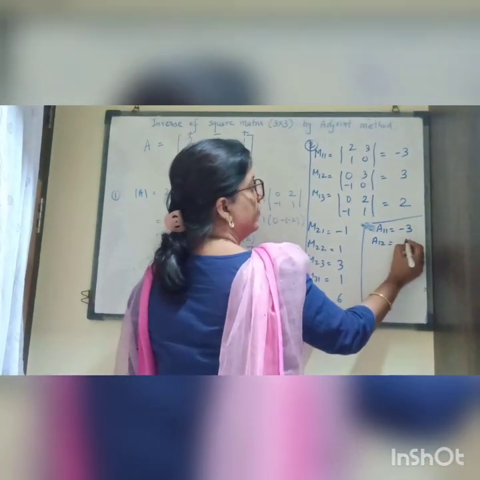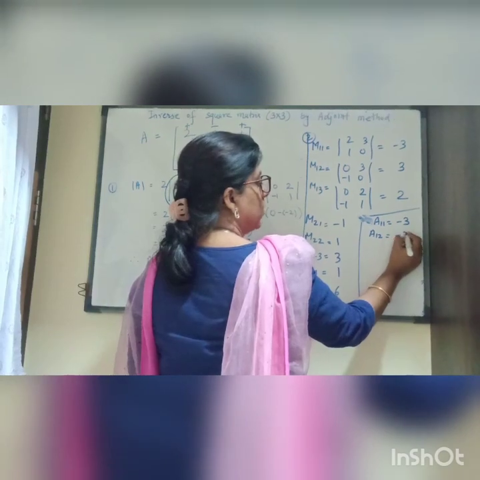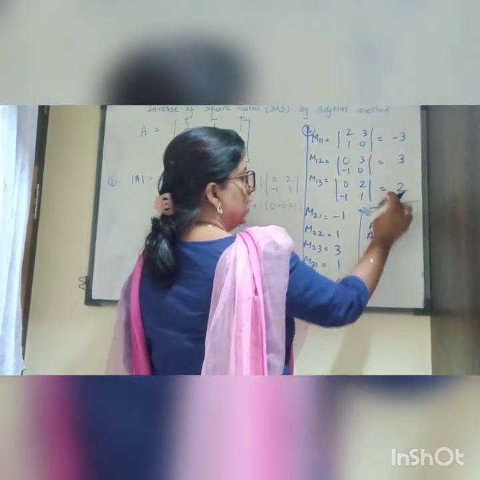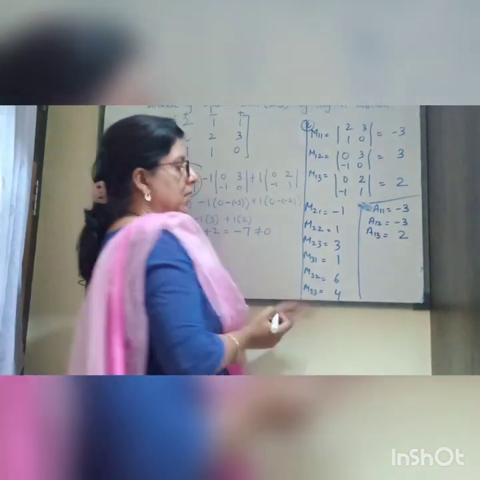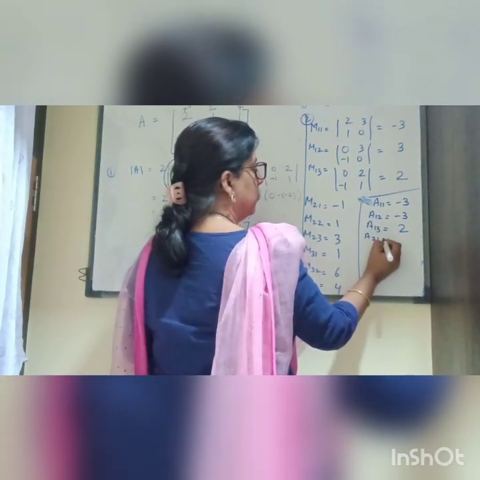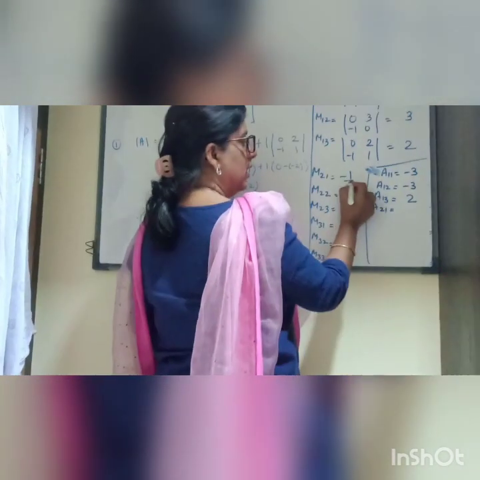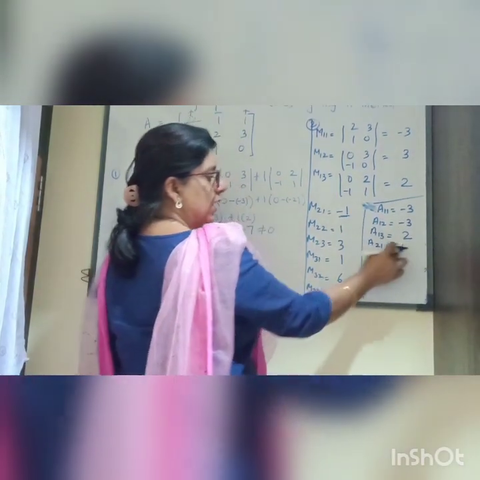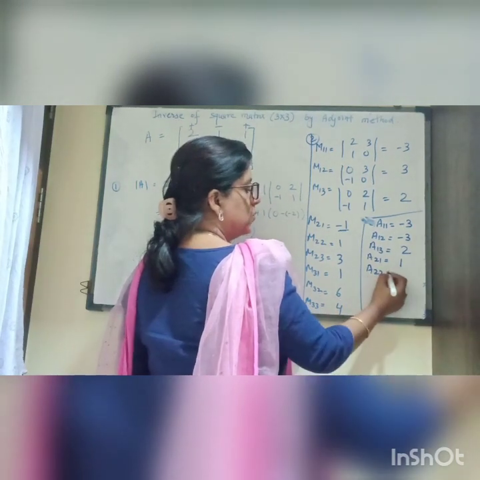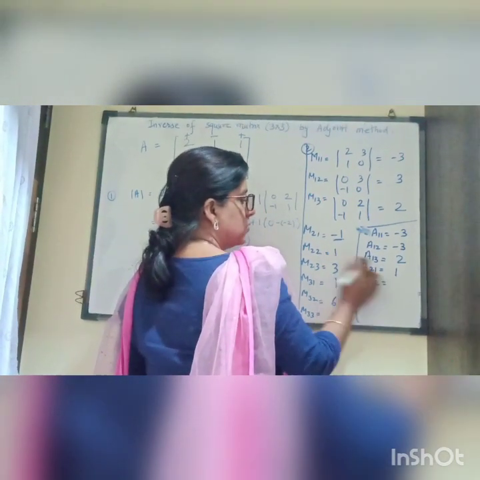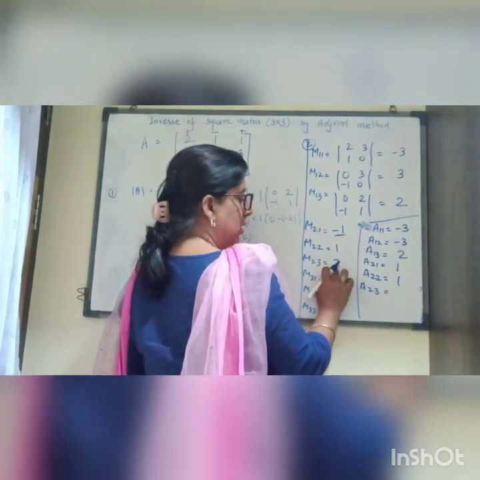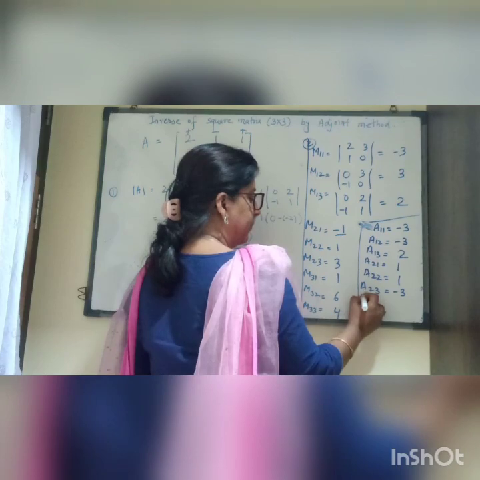A12, the sign will change, 1 plus 2 is 3, so it will become -3. A13, the sign will remain the same because 1 plus 3 is 4, which is even. Now A21, 2 plus 1 is again 3, the sign will change, so -1 will become +1. A22, 2 plus 2 is 4, an even number, so the sign will not change. A23, 2 plus 3 is odd, so we have to change the sign.